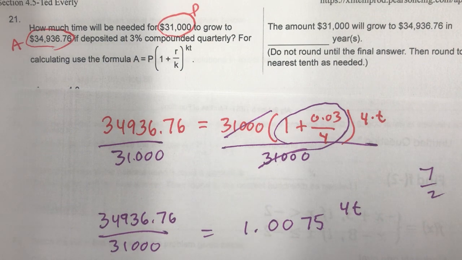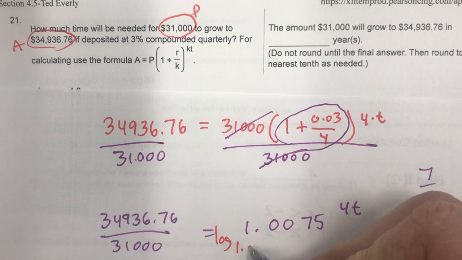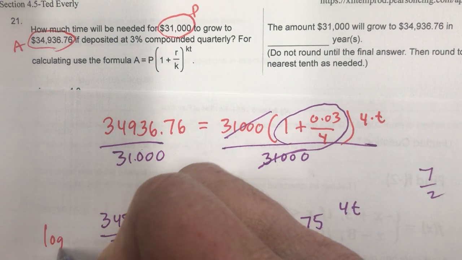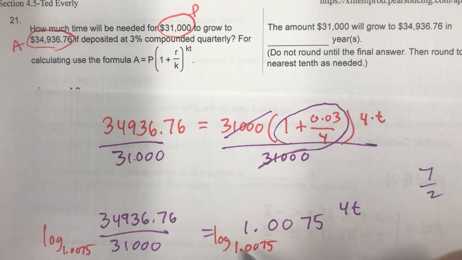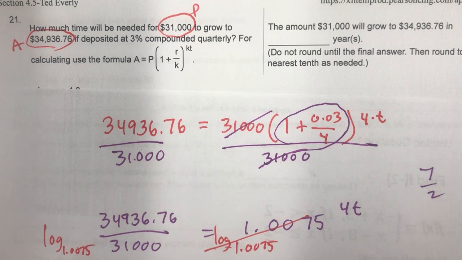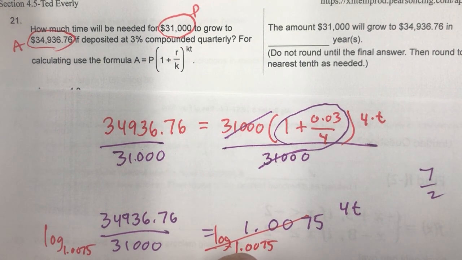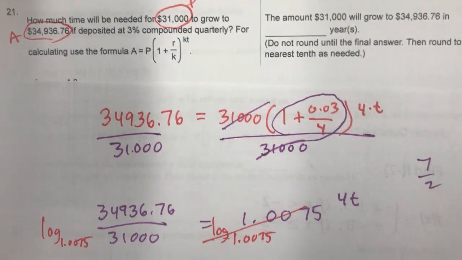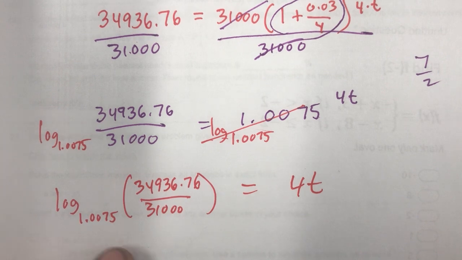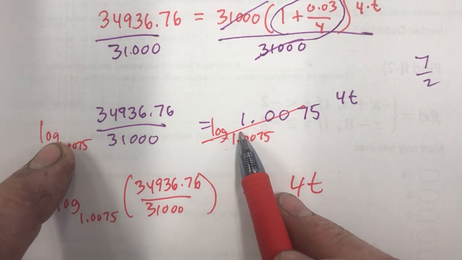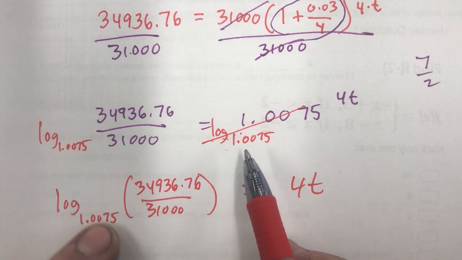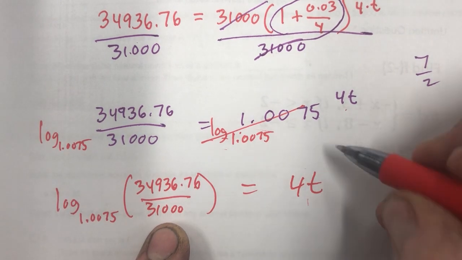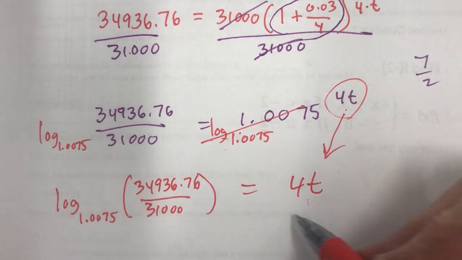So now I'm going to do a log base 1.0075 on both sides, which makes this cancel off. So log base 1.0075 of 34936.76 over 31,000 equals 4t. Okay, so I do this to cancel. So I have log base 1.0075 of this equals just 4t over here now. And then I can divide by 4.